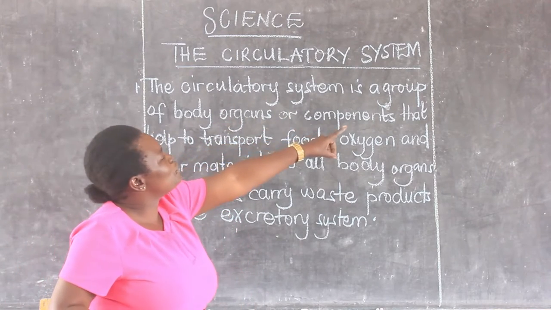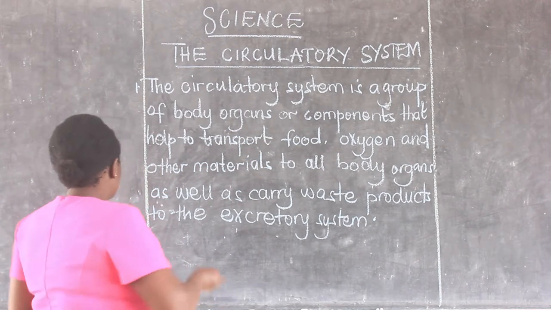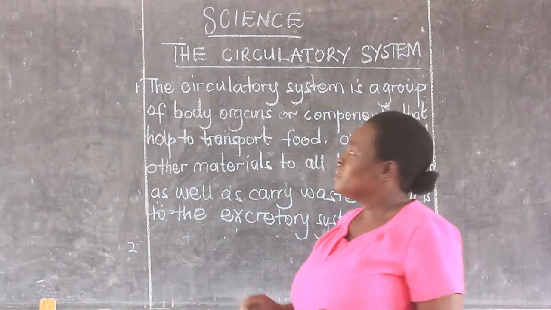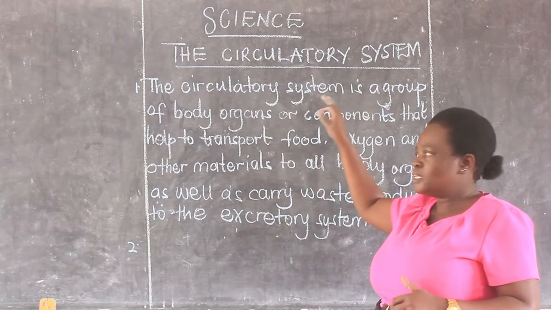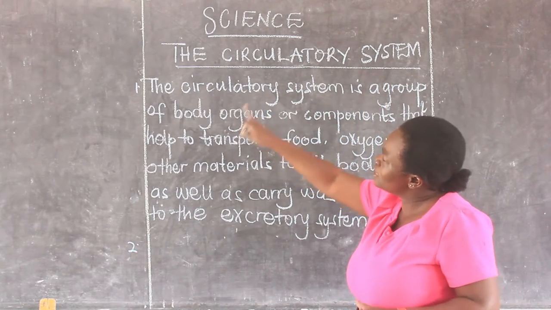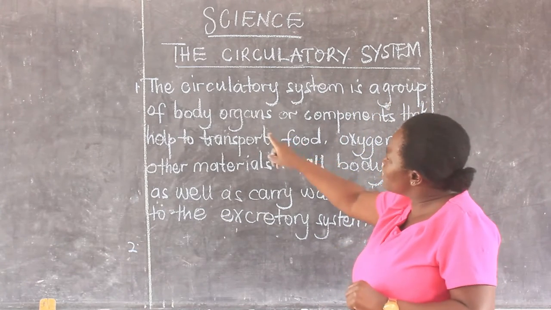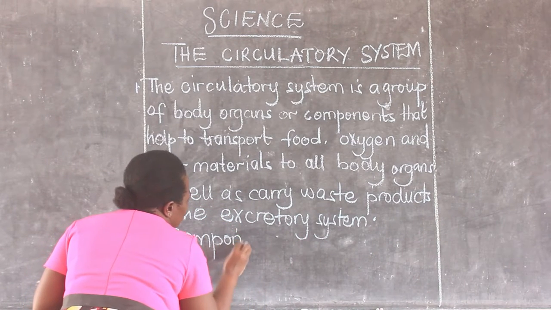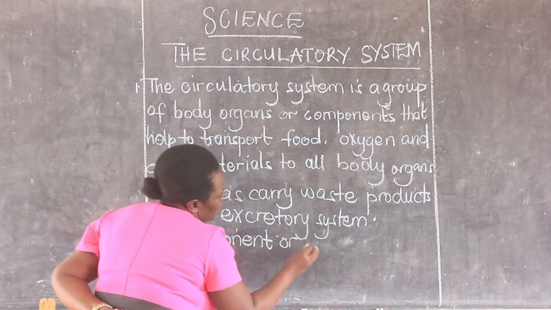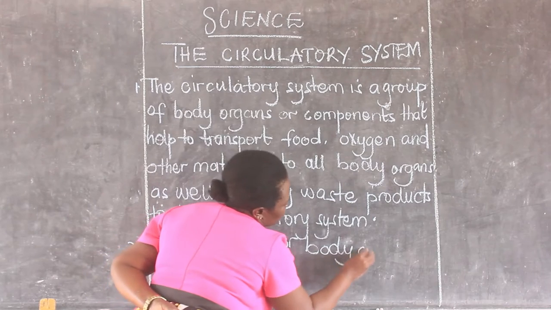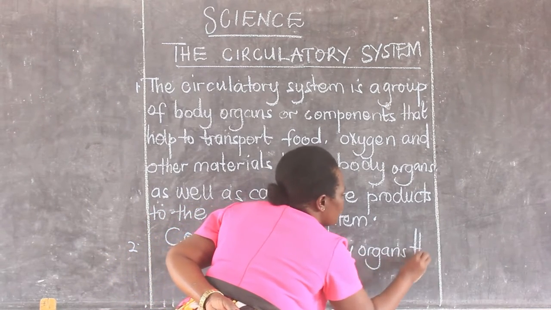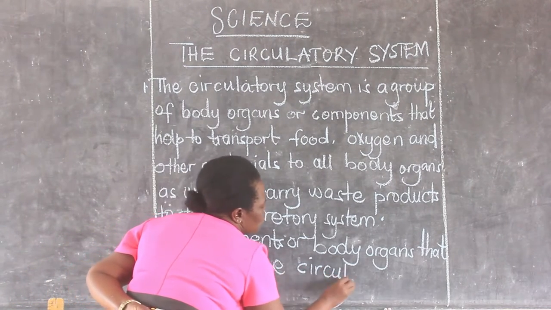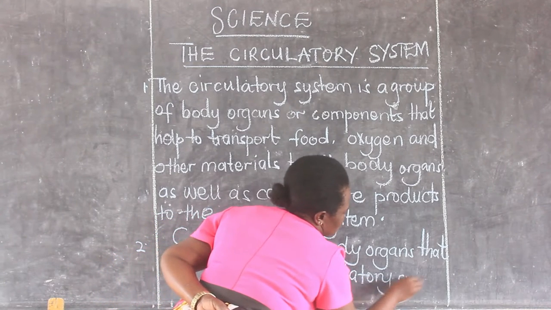I've already told you that it's a group of body organs or components. So next, on our number two, children, we are going to look at those components or body organs that make up the circulatory system. I hope you're following me, because it is a system made of organs or components. So on our number two, we are going to look at components, or body organs, that make up the circulatory system.